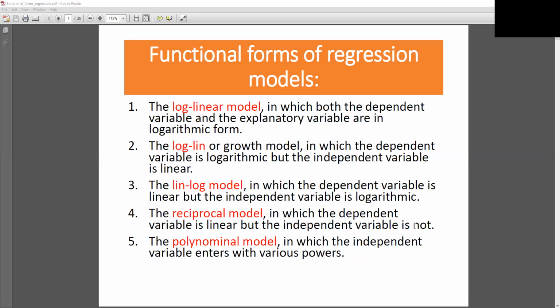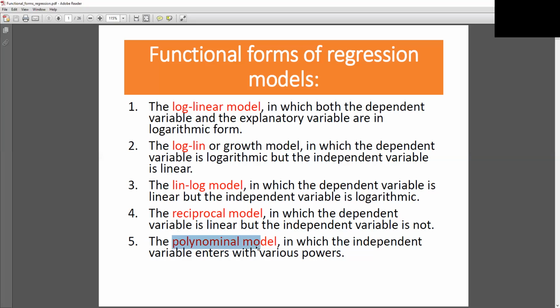If beta 2, that is the slope parameter, is linear, it means the model is linear. Whether the variable, be it dependent or independent, is linear or not is immaterial to us. Then we have the polynomial model, in which the independent variable has various powers. For example, it can be a quadratic model, it can be a cubic model. So the independent variable will come with powers like x squared, x cubed.